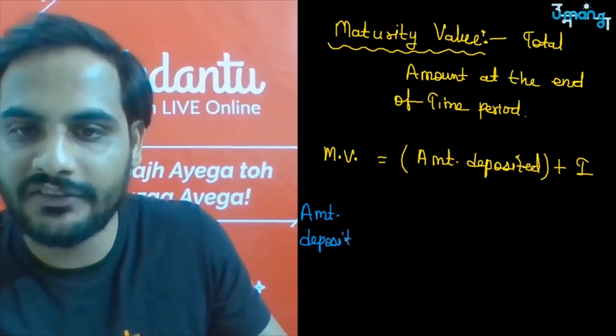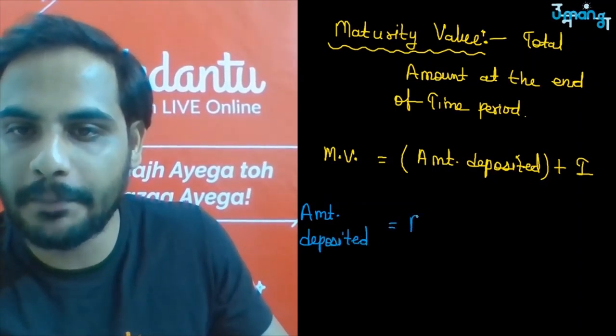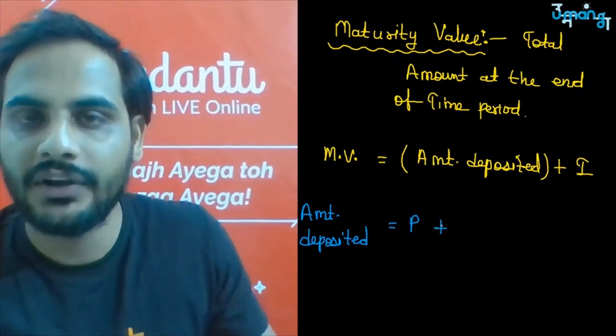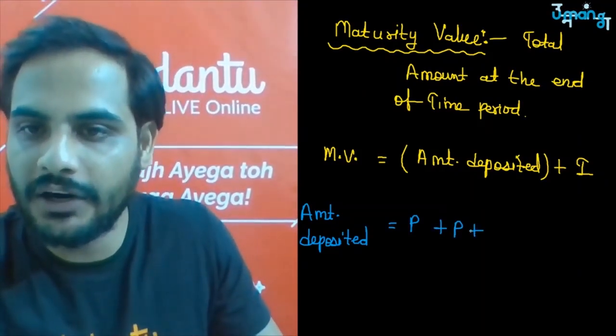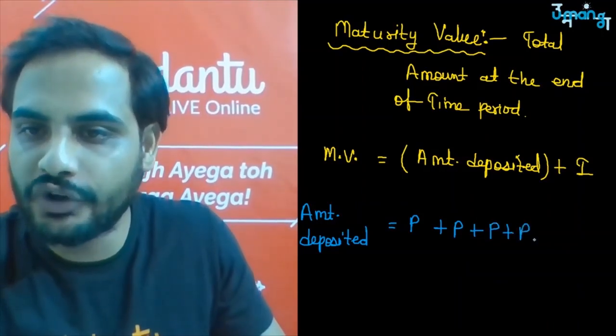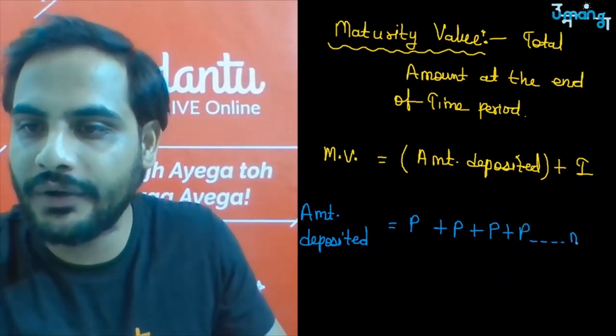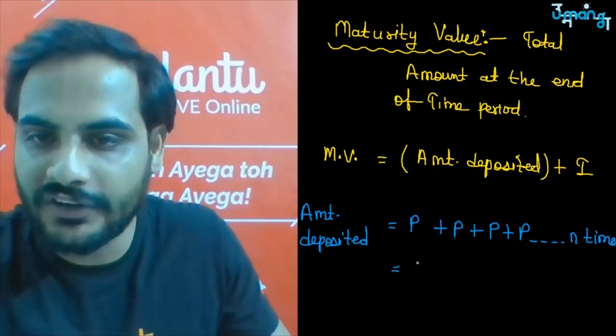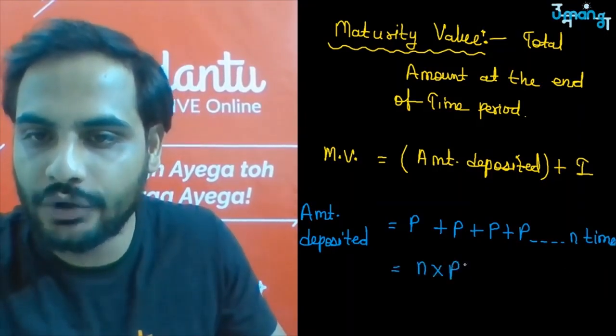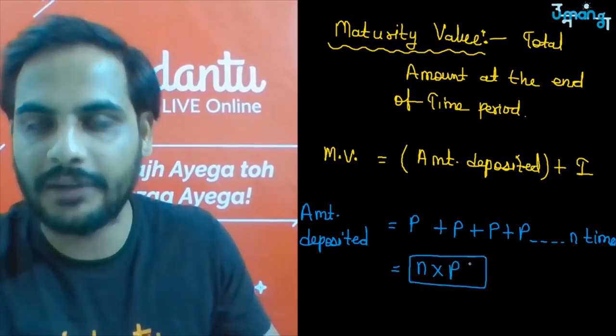In the first month, you deposited P. Second month, again you deposited P. Third month, again you deposited P. Fourth month, you have again deposited P. So this way you have deposited n times. If it is for n months, the amount deposited will be equal to n into P. This is the total amount deposited by you.